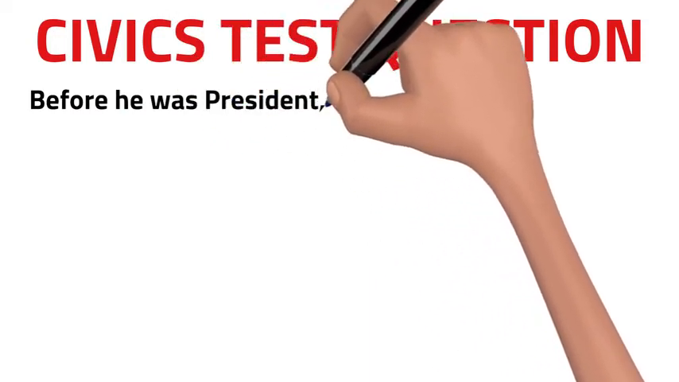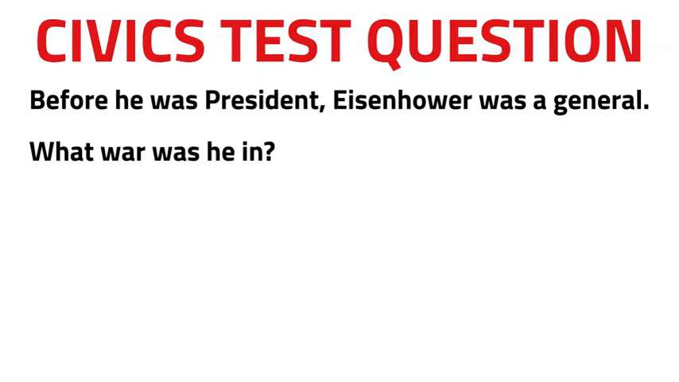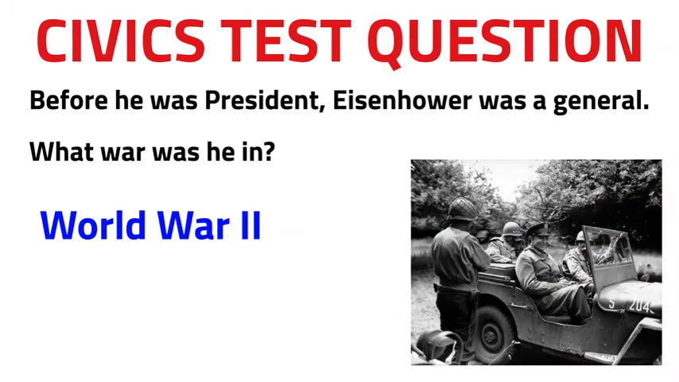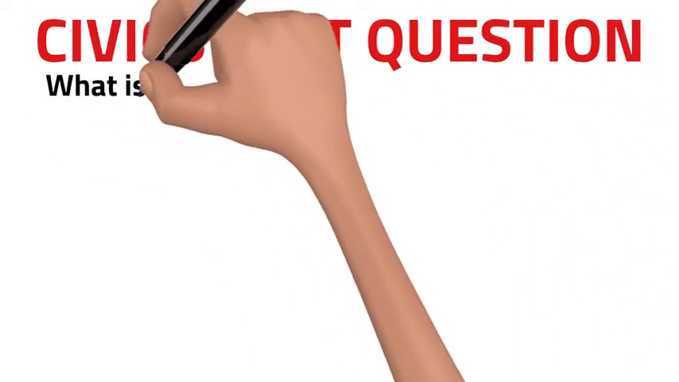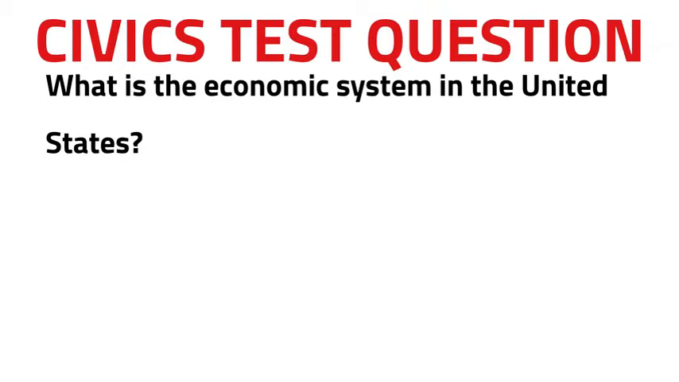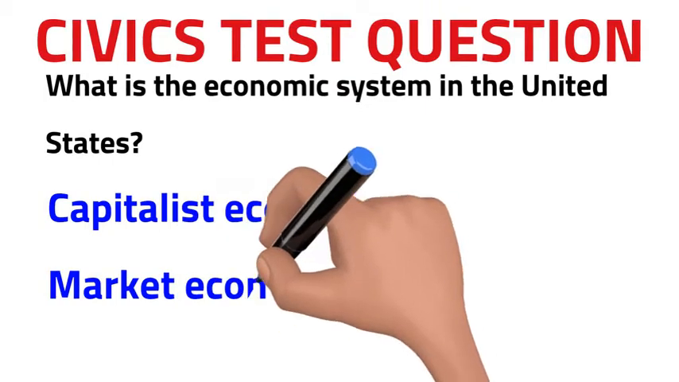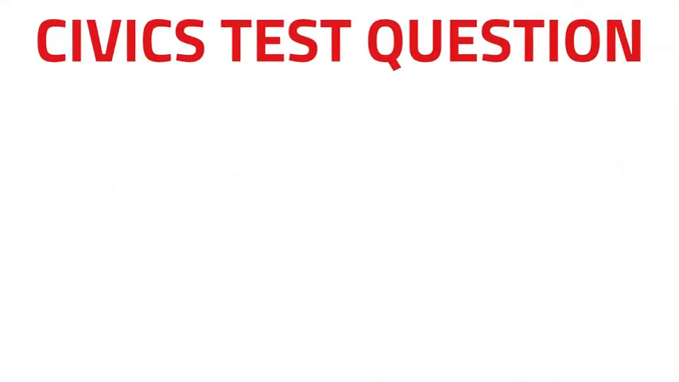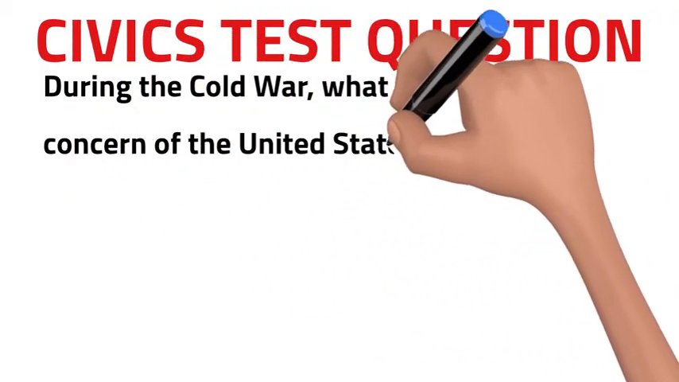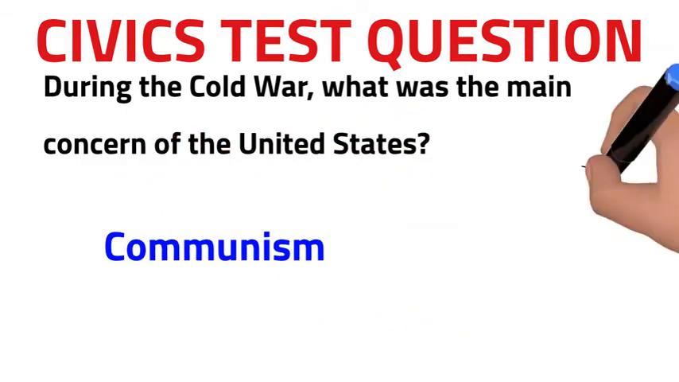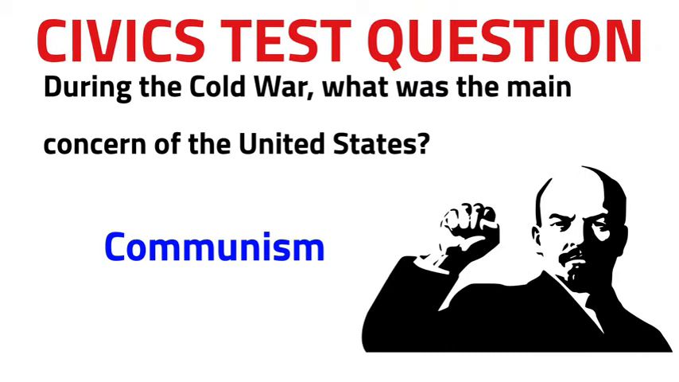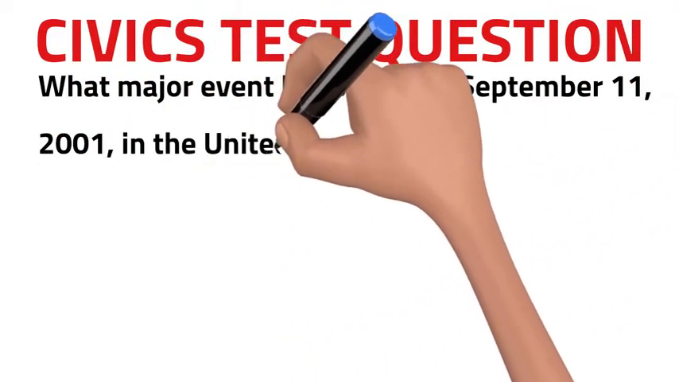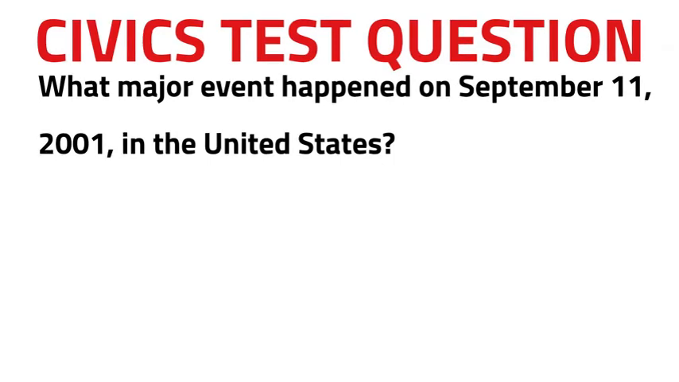Before he was president, Eisenhower was a general. What war was he in? World War II. What is the economic system in the United States? Capitalist economy or market economy? During the Cold War, what was the main concern of the United States? Communism. What major event happened on September 11, 2001, in the United States? Terrorists attacked the United States.